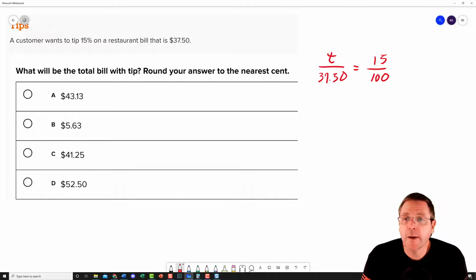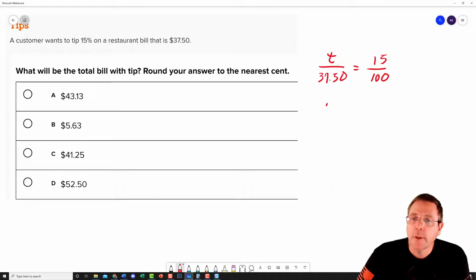So I set up my initial proportion that said the tip over $37.50 is equal to 15 over 100, and that of course represents the proportion, the percent, 15%. First step, I'm going to use the properties of numbers here. I'm going to take and change that 15 over 100 into 0.15, 15 hundredths. That was easy.